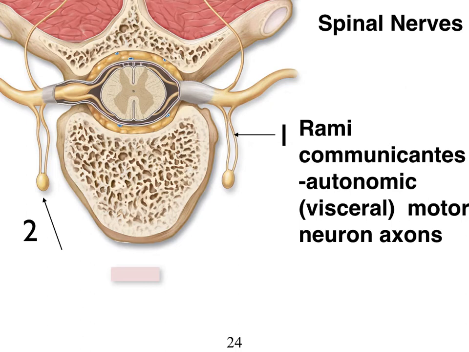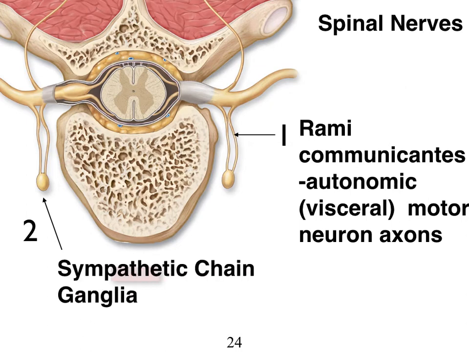Now, the autonomic or visceral motor neurons actually have to use a ganglia, and one type of ganglia is located close to the spinal cord. These are called sympathetic chain ganglia, also known as sympathetic trunk ganglia in some books.